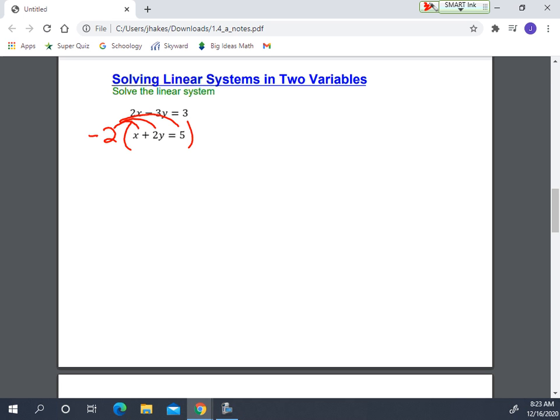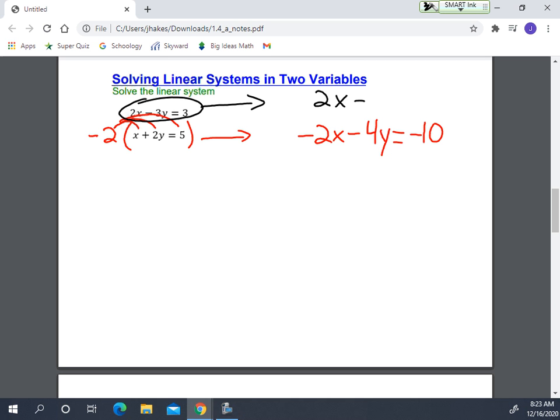So over here, I'm going to get negative 2 times x is negative 2x. Negative 2 times 2y is a negative 4y. And negative 2 times 5 is a negative 10. This equation I'm just going to bring right over. So I have 2x minus 3y is equal to 3. Now, I'm just going to add these together. 2x minus the 2x, that cancels out. Good, that's what we wanted to do.